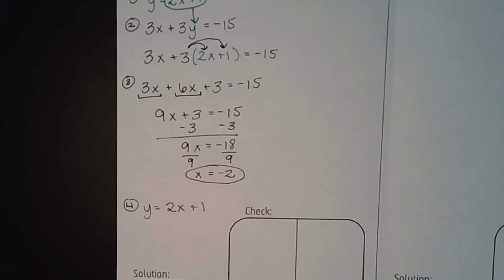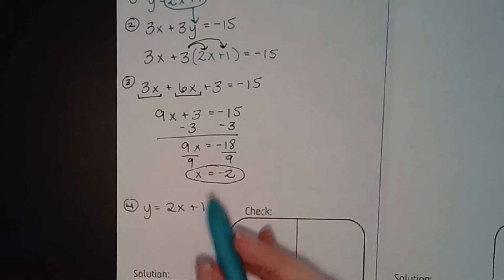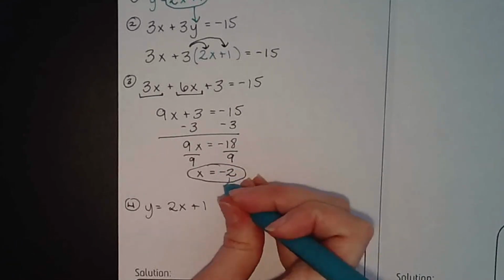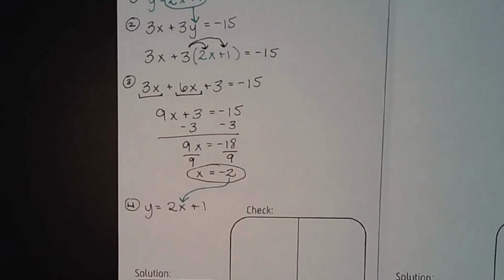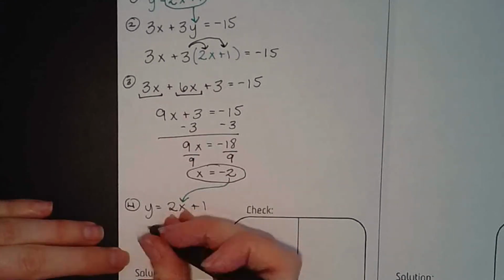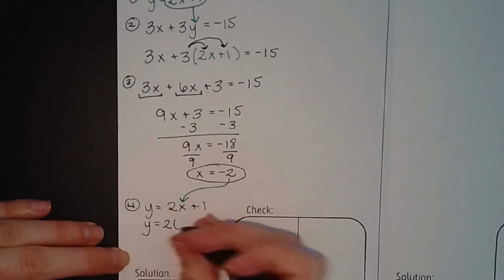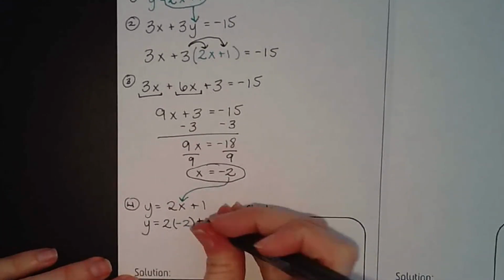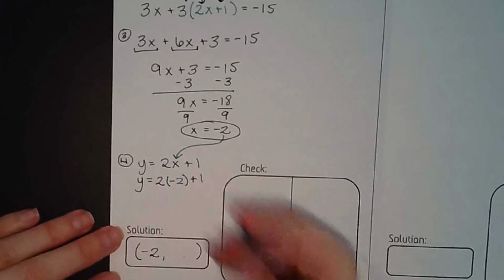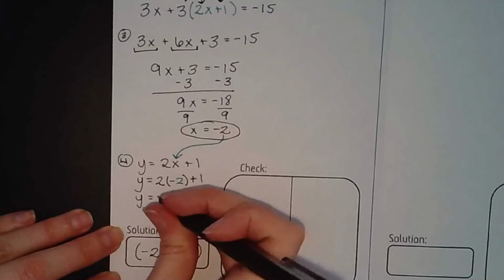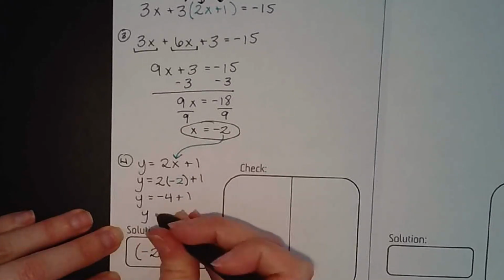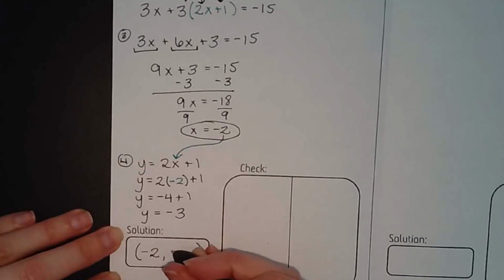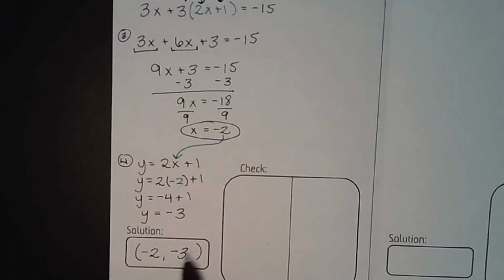So that's my equation from the beginning, y equals 2x plus 1. I know x is negative 2. So I'm going to substitute negative 2 where x is. So now I have y equals 2, in parentheses, I'm going to substitute negative 2, plus 1. So that means y equals 2 times negative 2 is negative 4 plus 1. y equals negative 3. So that's the second half of my solution. My final solution would be negative 2, negative 3.